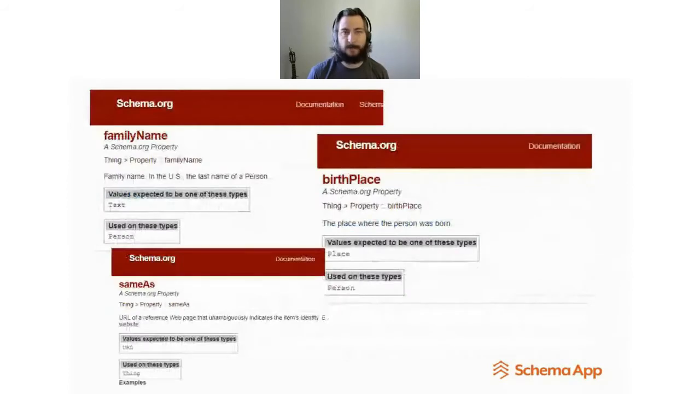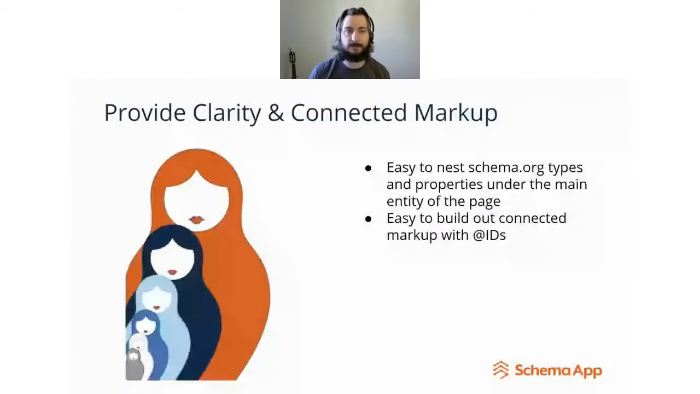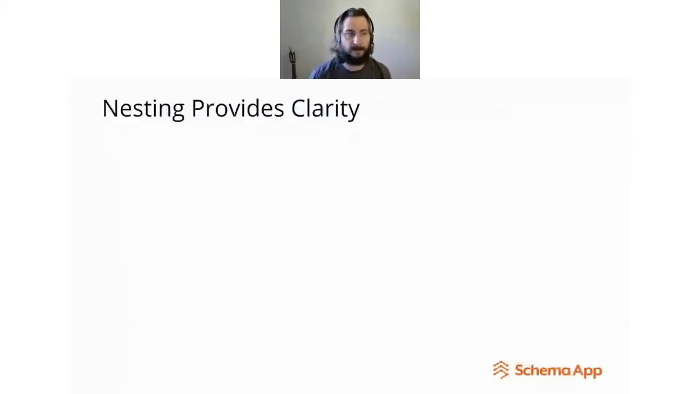When we were talking about these properties, they're the opportunity for you to nest your schema objects. And nesting provides clarity. So when you nest a place schema under the birthplace property, it makes it really clear that this is not just a place we're talking about, but specifically in the context of where I was born, just to follow that example.